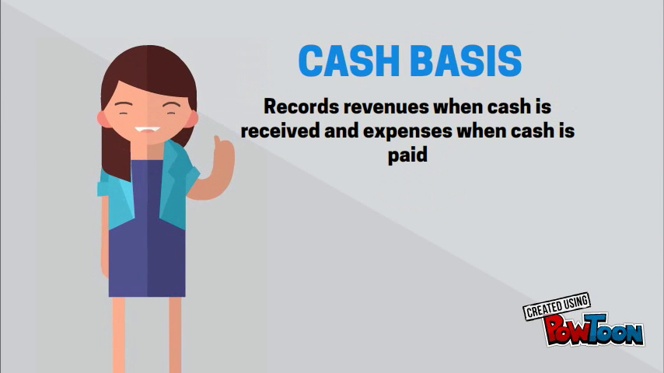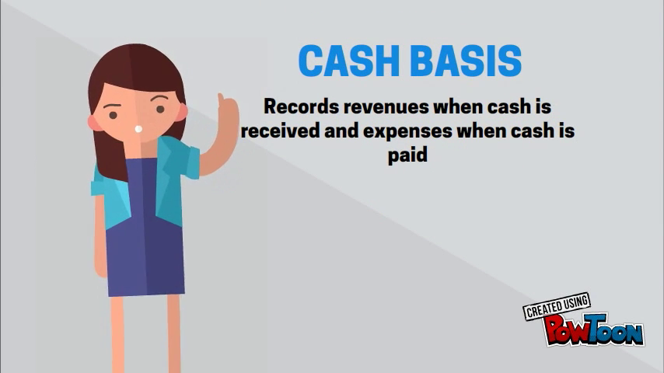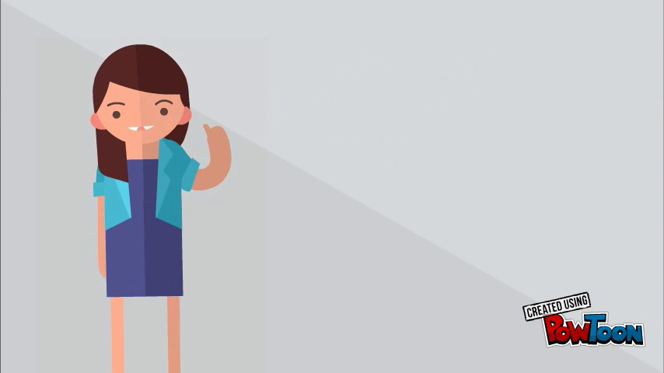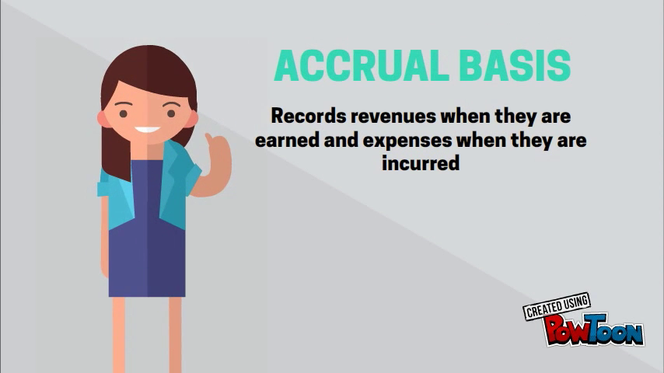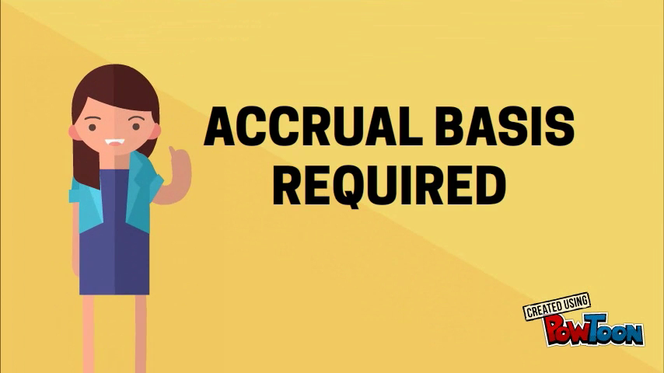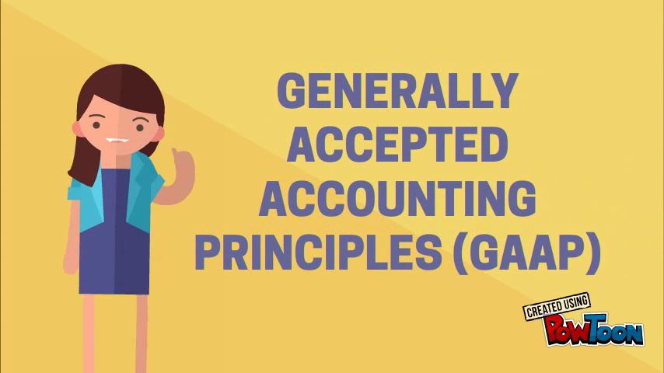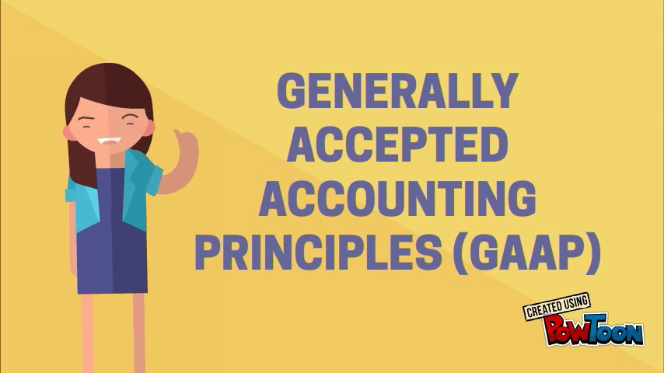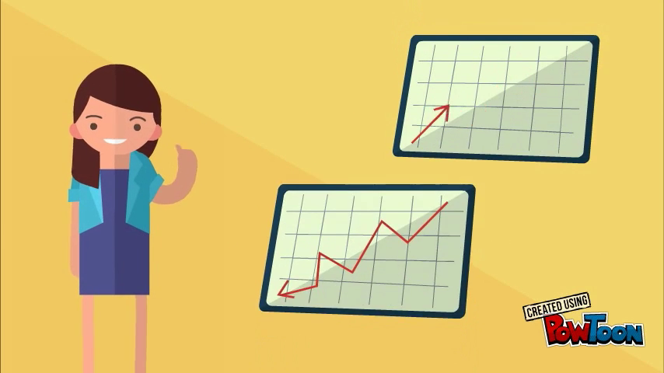These are the cash basis, which records revenue when cash is received and expenses when cash is paid, and the accrual basis, which records revenues when they are earned and expenses when they are incurred. It is important to note that the accrual basis is required by the generally accepted accounting principles. As a result of this, the income statements report accrual-based profits or losses.